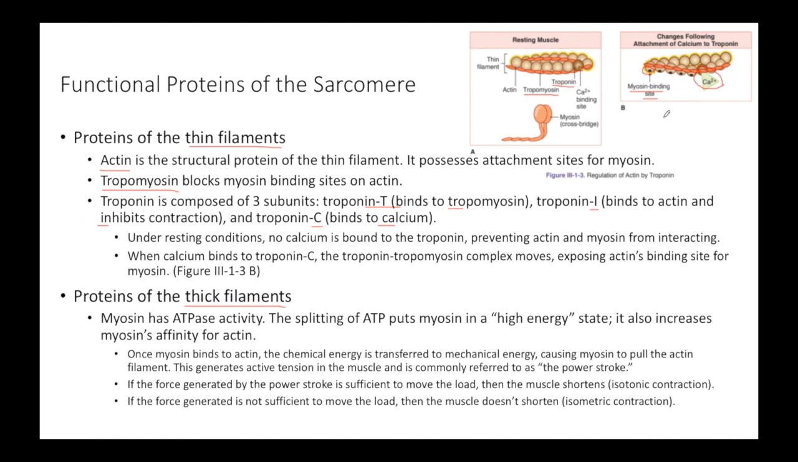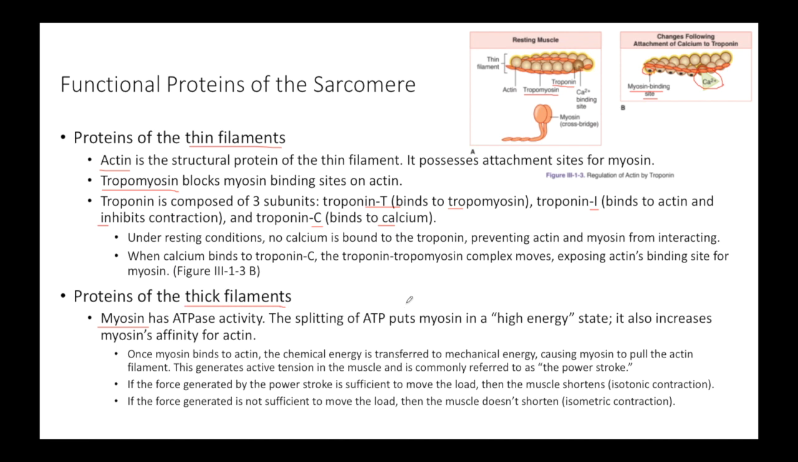So that's the thin filaments, and on the thick filament side, we are referring to myosin. Myosin has ATPase activity, and that interaction with ATP. So when ATP gets split by this ATPase, it puts myosin in a high energy state and increases myosin's affinity for actin.